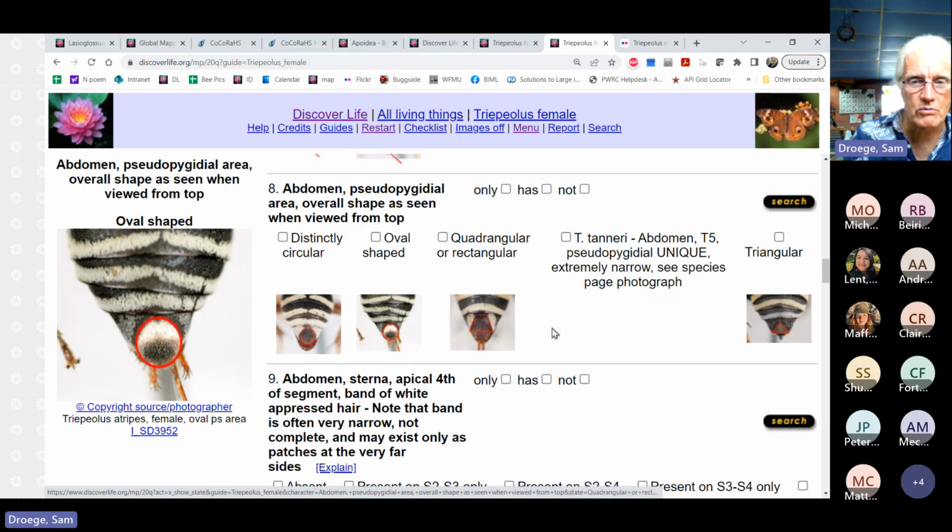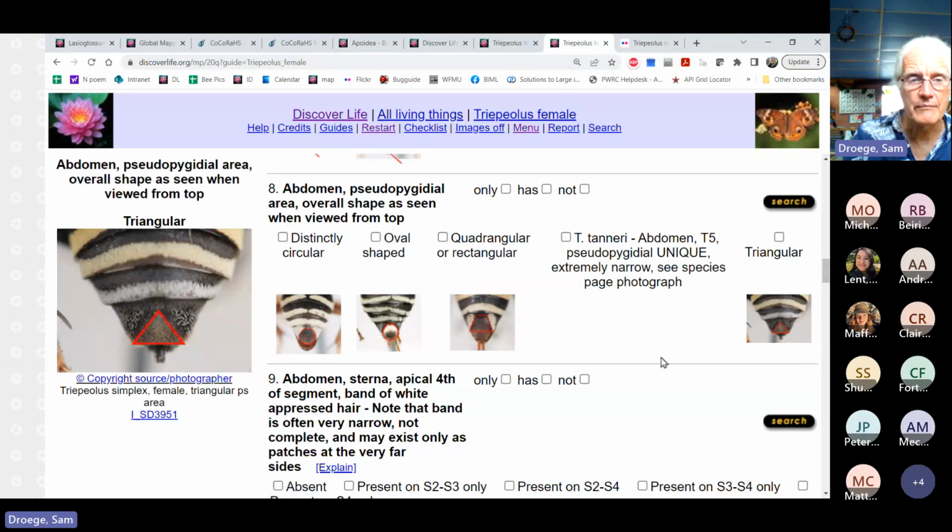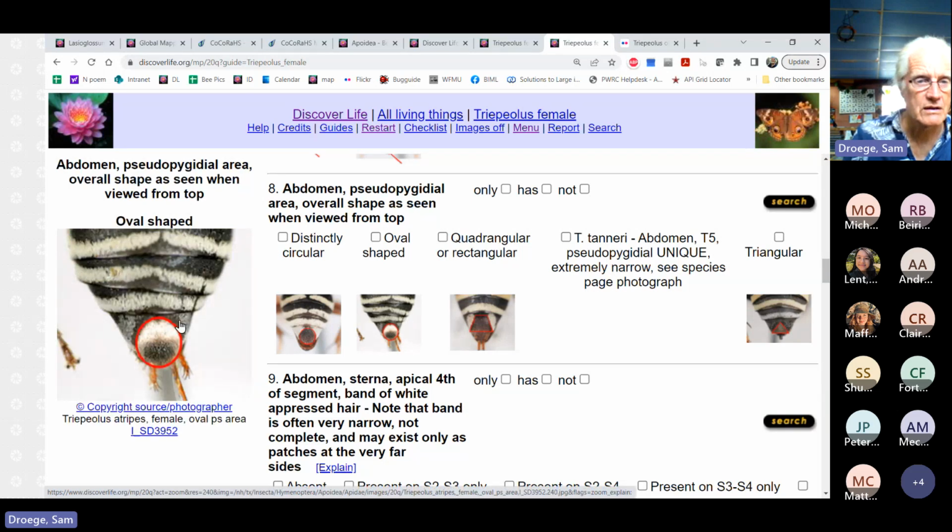And you have round ones, then you have these quadrilateral ones where you can make that shape out of the pseudopygidial area. There's actual triangular ones, and then I don't have tanneri, although I have seen at least one specimen of it, which is an unusual species, and then triangular. Oh, sorry, this was oval shaped that I missed rather than round. So you can see this is a little more of a judgment call.